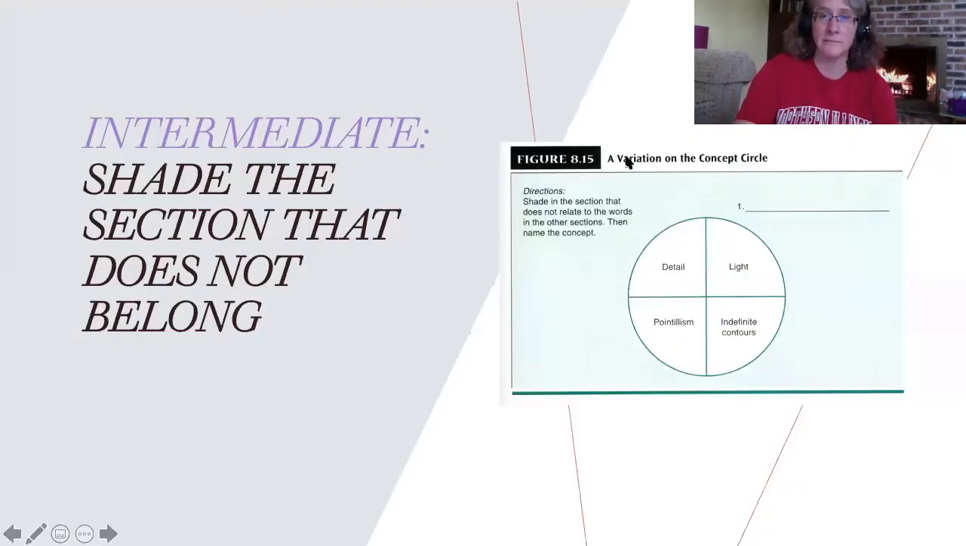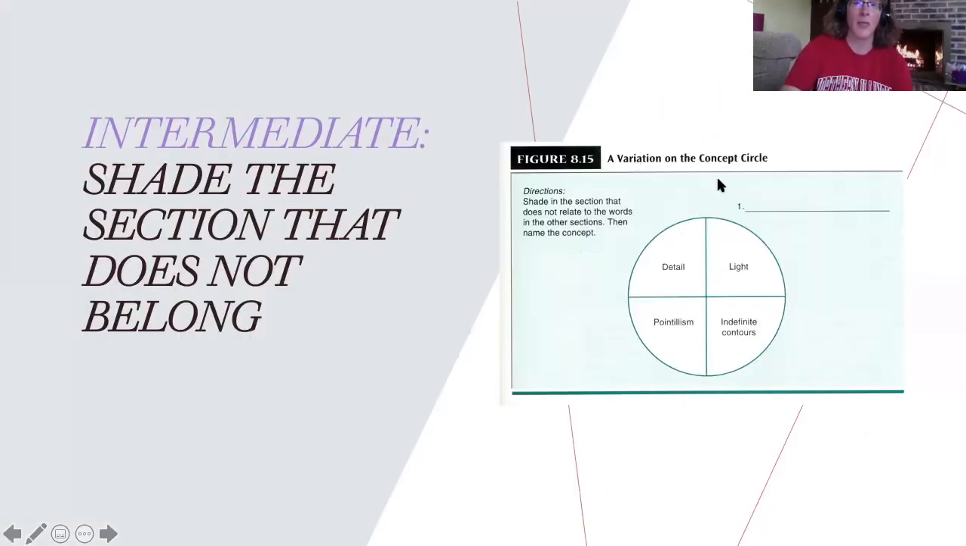The second one is the intermediate, where we're trying to shade or mark out the section that does not belong. This example is an art example, where we have detail, light, pointillism, and indefinite contours. I don't know how much you know of art, but three of the four are elements of composition: detail, light, and indefinite contours. Pointillism is a style of art. Using all those little dots, that's pointillism. So that would be a style of painting, and the others are elements of composition.